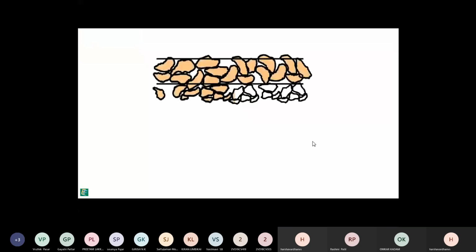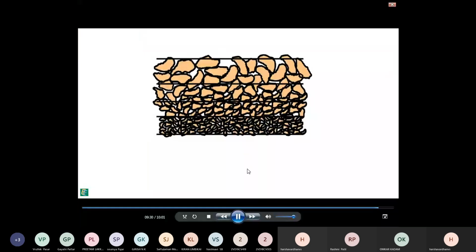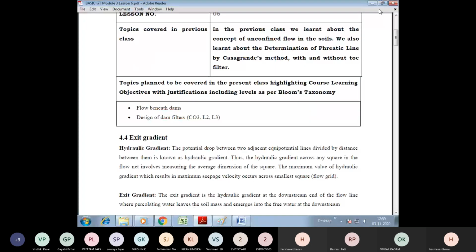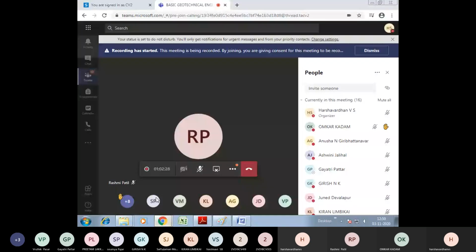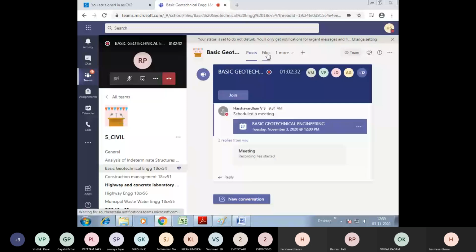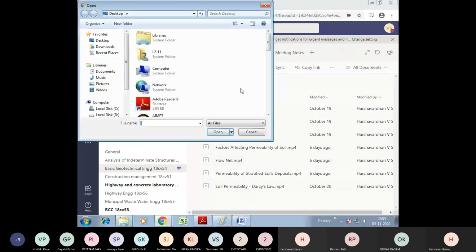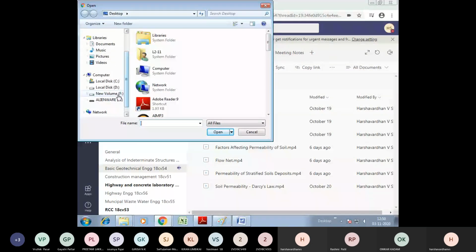Now, how these filters are designed, we'll see in the next class. It is what are the criteria based on which the filters are designed. This video I'll be uploading in the files. You can go to Teams, and in files, the different animation videos used in my lectures are there. I'll upload this video too. You can refer to the video to understand what piping is.